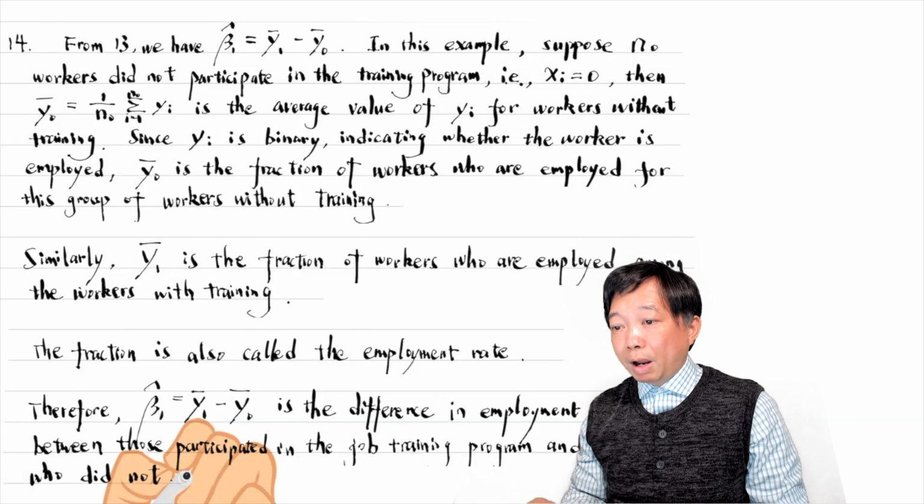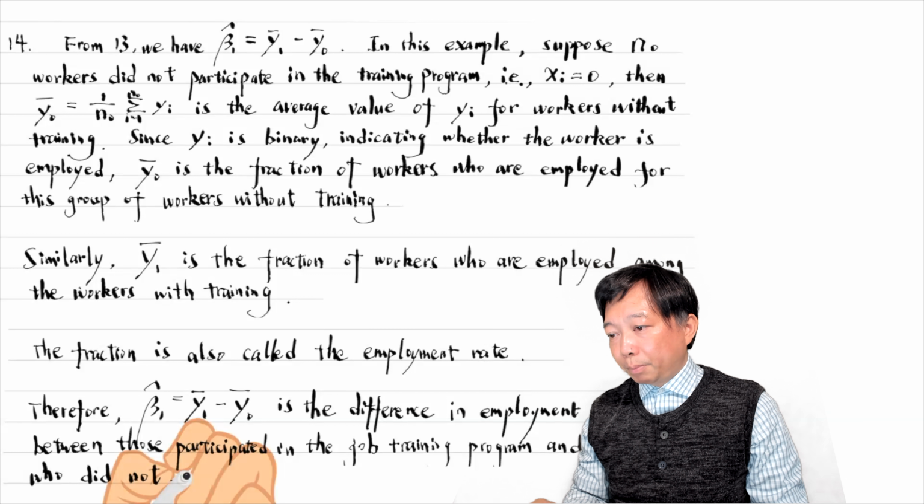Similarly, y bar 1 is the fraction of workers who are employed among the workers with training. The fraction is the employment rate in this example. Therefore, beta hat 1 is the difference in the employment rates between those who participated in the job training program and those who did not.